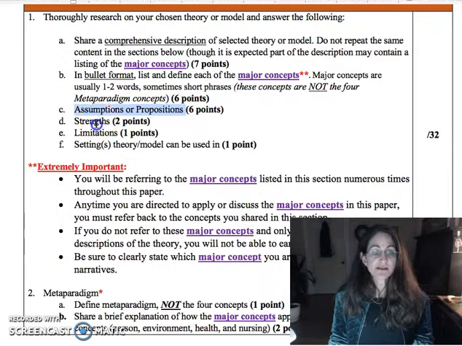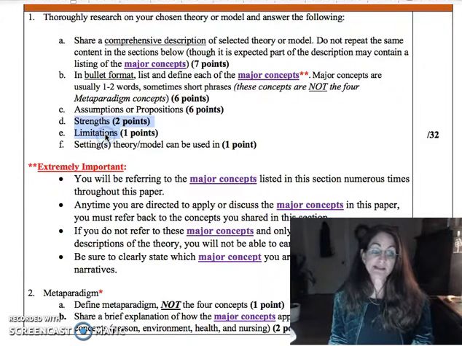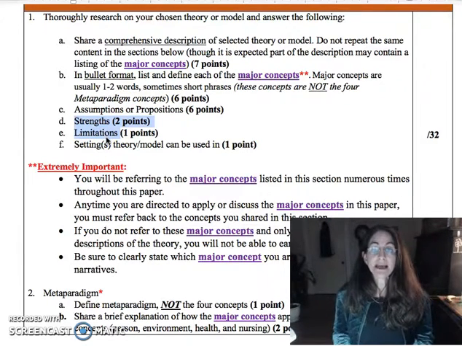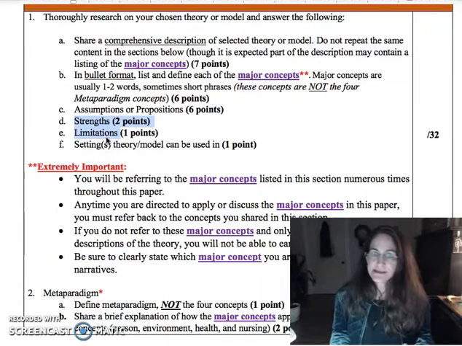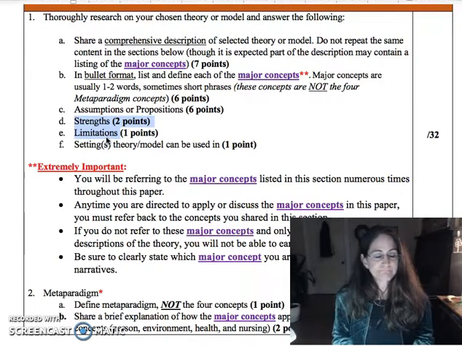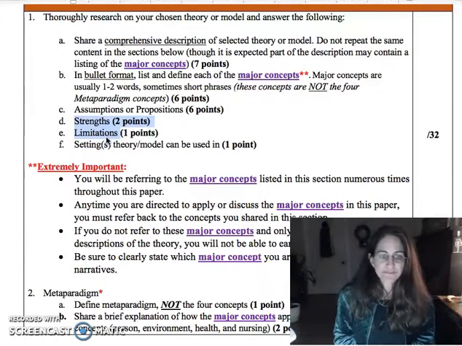Strengths and limitations, you can put these two together in the same section if you like, okay? Again, if you don't find this information in your research, just let me know. Don't write it in your paper. Just send me a message. Because if I don't see it in the paper, I'll think that you just didn't address it. Kind of same thing with nursing practice. If you didn't write it, you didn't do it, right?